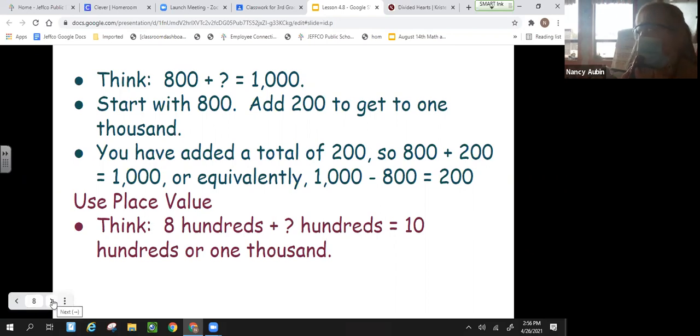Make groups of 10. Think place value. Count on by tens. Count on by hundreds. Because you're not always going to have paper and pencil and be able to stack it. And you can always do it for estimating and rounding too.